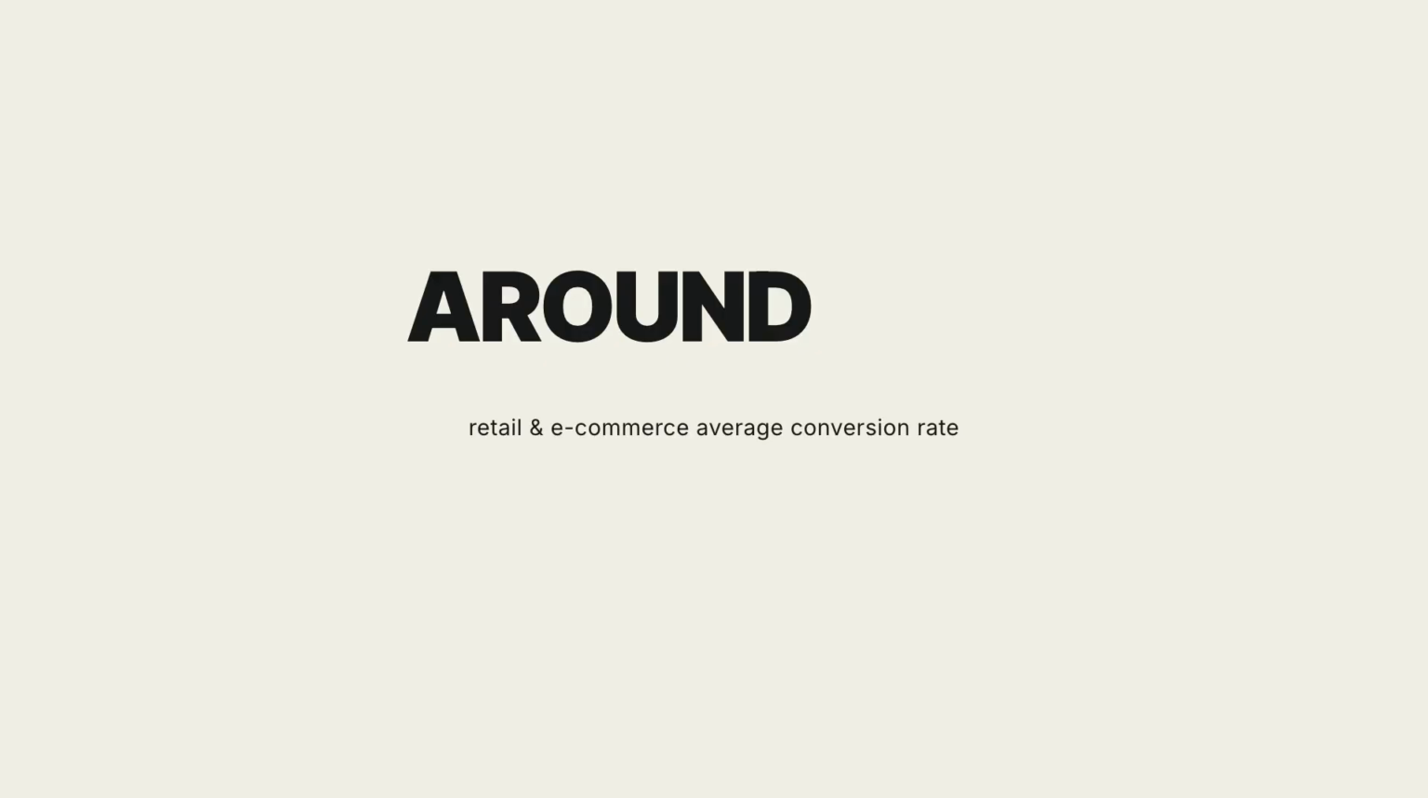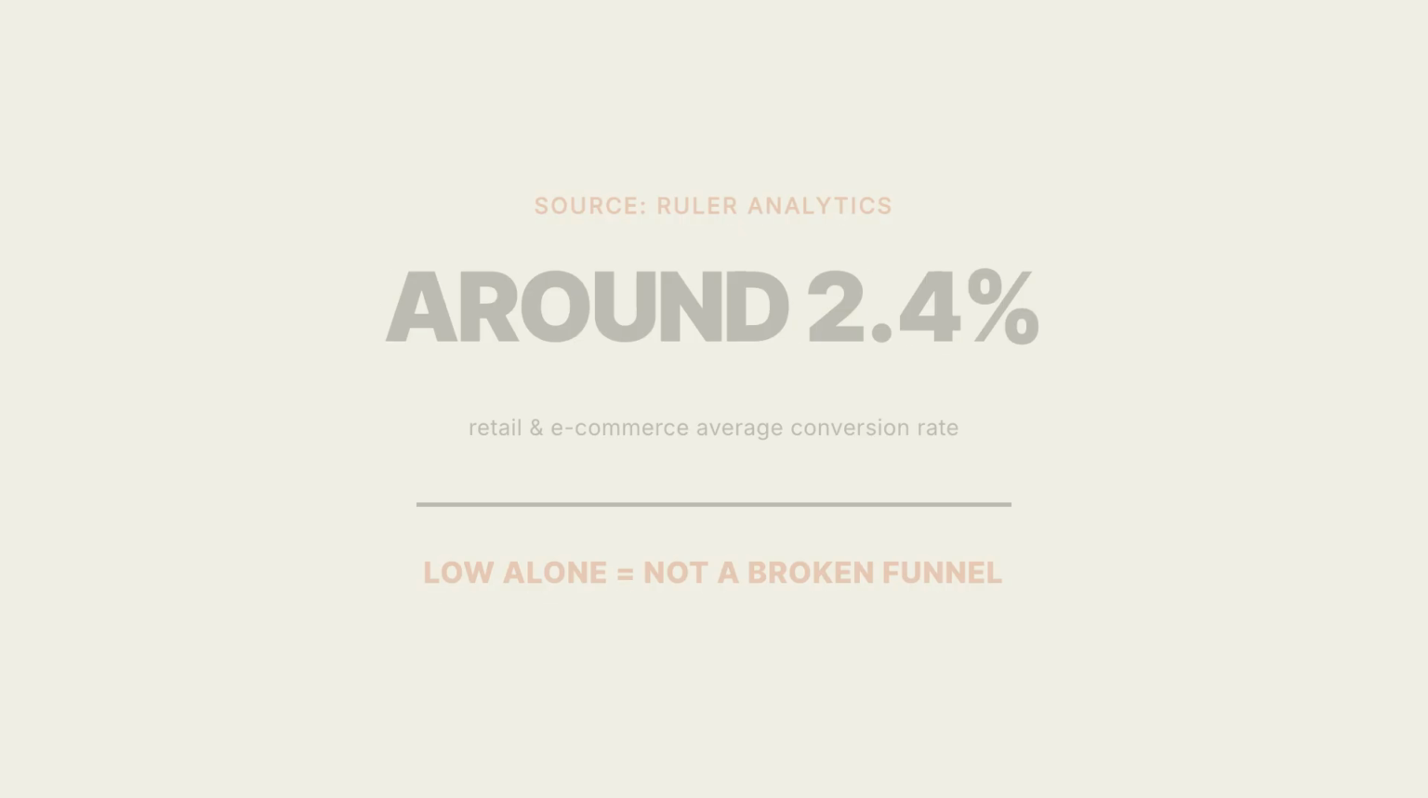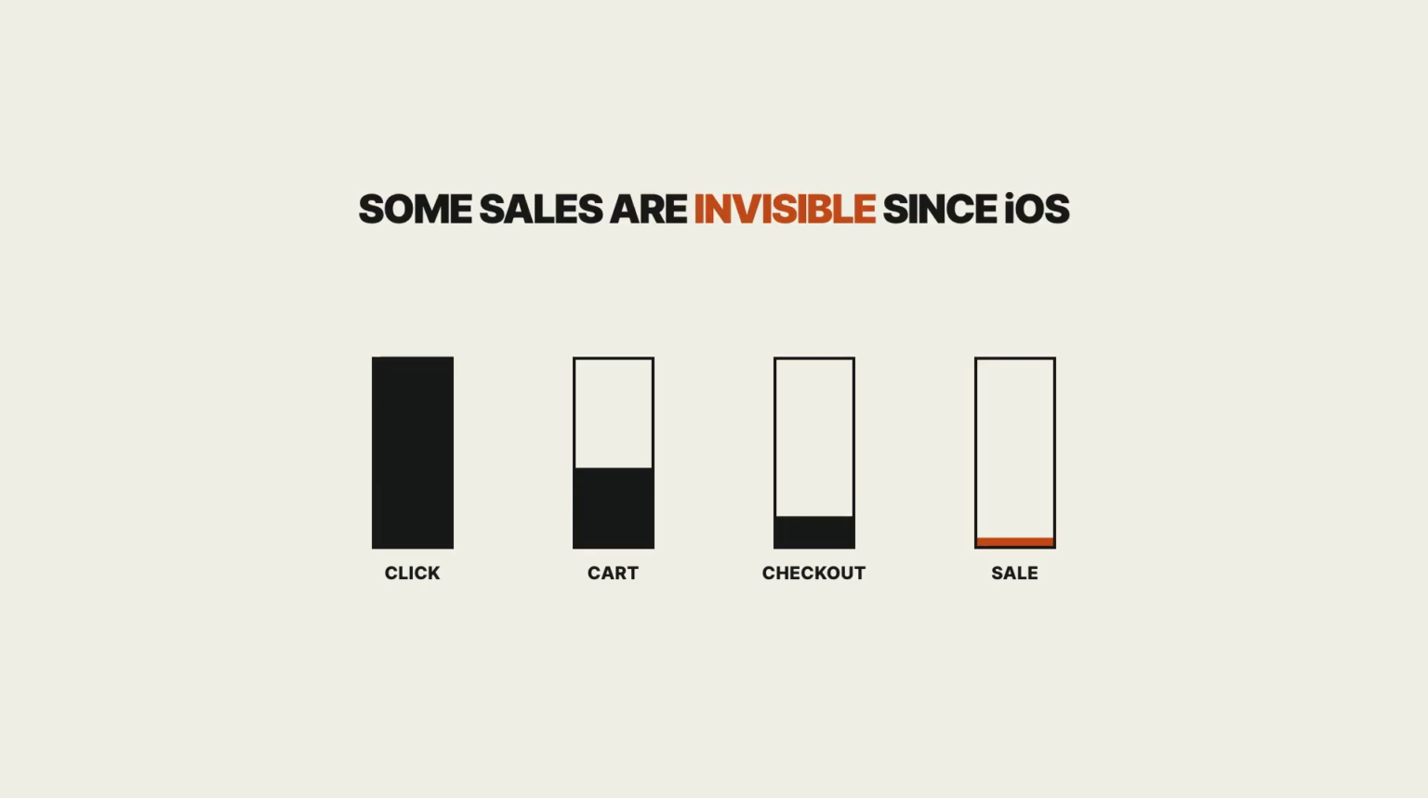2 things worth knowing before you panic over a low conversion number. First, a small percentage converting is normal in e-commerce. Ruler Analytics puts retail and e-commerce around 2.4%, so a low number by itself is not proof of a broken funnel. Second, since Apple's privacy changes, some of what looks like a missing sale is a real sale. Your ad platform simply cannot see and credit back to the click. Not every gap is broken. Some of it is just invisible.